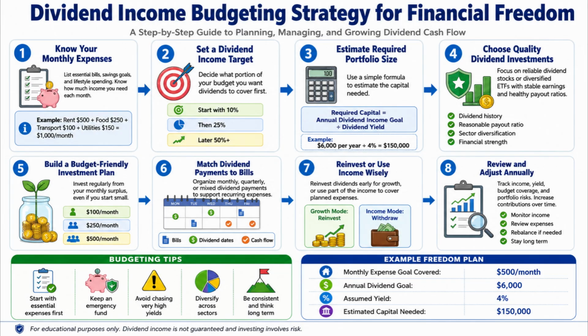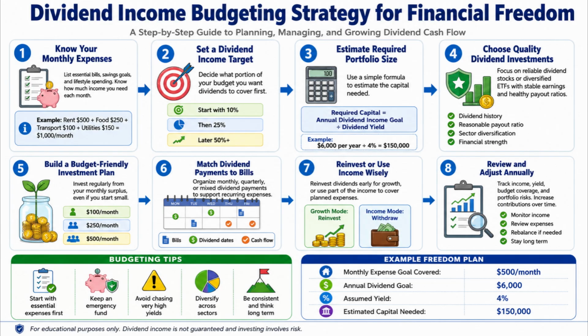First, begin by understanding your monthly expenses. List essential bills, savings goals, and lifestyle spending so you know how much income you need each month. For example, if rent is $500, food is $250, transport is $100, and utilities are $150, your total monthly expense would be $1,000. Knowing this amount gives you a clear starting point for building a realistic dividend income plan.